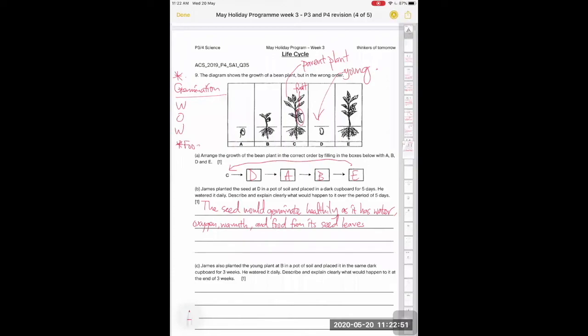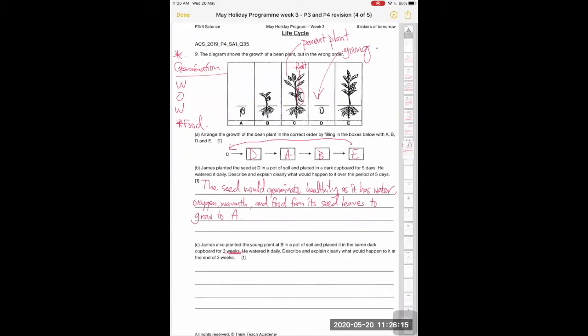you don't typically write food as required for germination because the seed already has the food. So food is the given that is already inside the seed. The warmth, oxygen, and water are things that are external to the seed. Things that the seed does not have by itself and requires for it to germinate, which is why you need your WOW. So this will be your answer for part B.